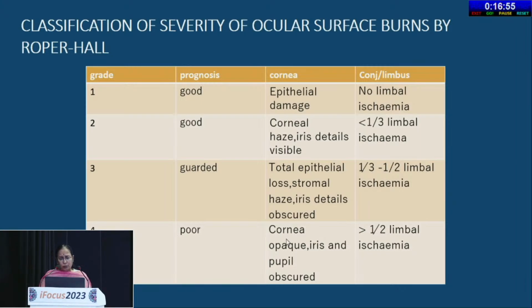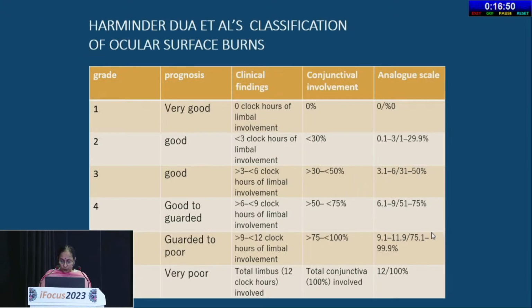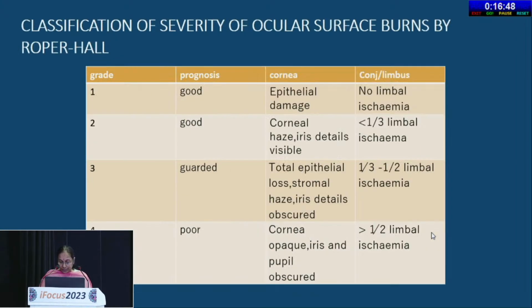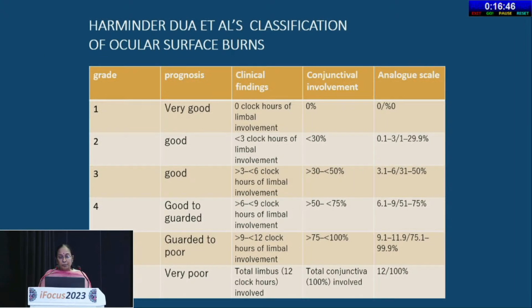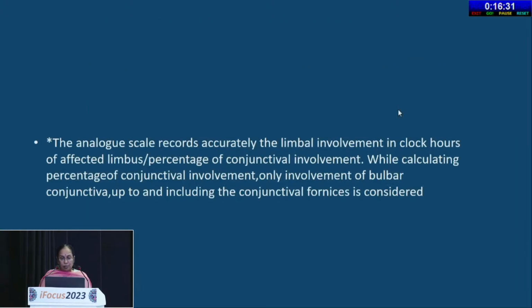So when you find you can't see, the cornea is opaque, the iris and pupil are obscured, and more than half has limbal ischemia, Harminder Dua's classification takes it as 1, 2, 3, 4, 5, 6: good, very good, good, good to guarded, guarded to poor, and very poor prognosis, with clinical findings of limbal involvement, conjunctival involvement, and an analog scale.